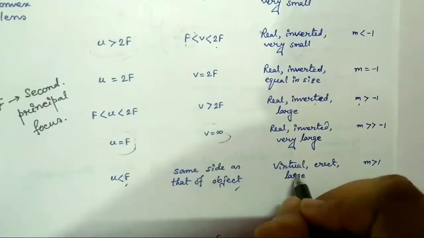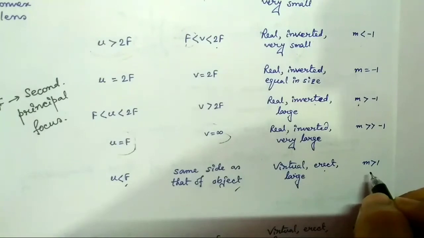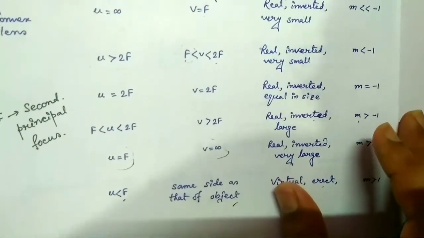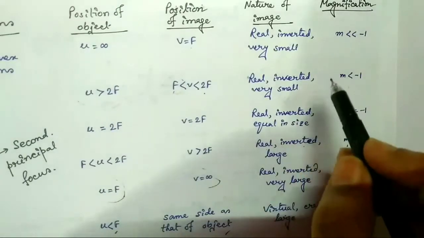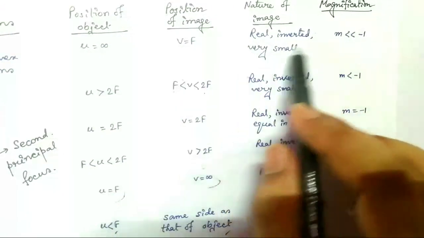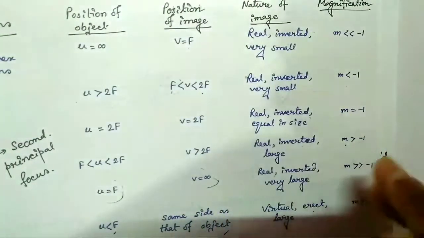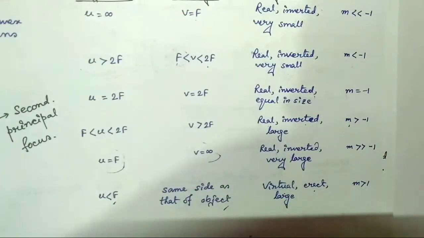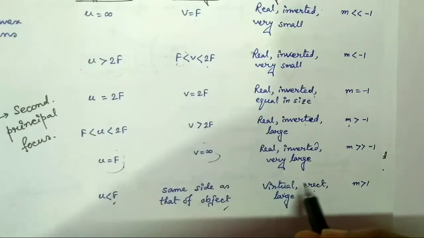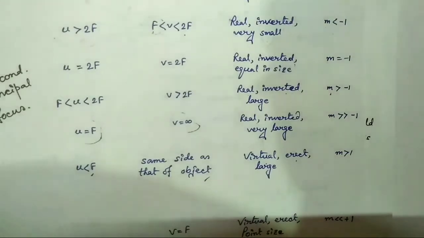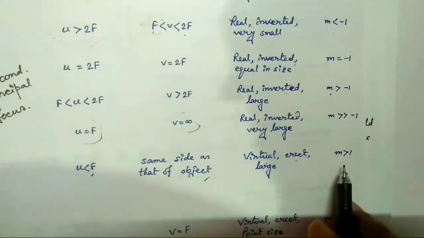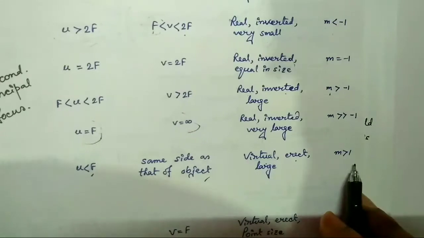Okay, and it will be virtual, erect, large, where m will be greater than 1. In each case except the last one, you can see the nature of the image is real and inverted. But when the object is placed in between the optical center and the focus, the image will be virtual and erect. Erect means there will be no inversion of the object, and the magnification will be greater than +1.